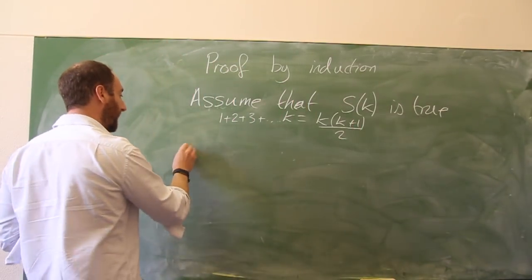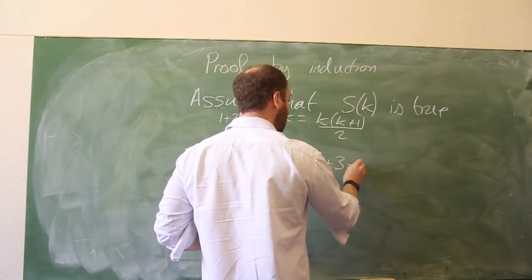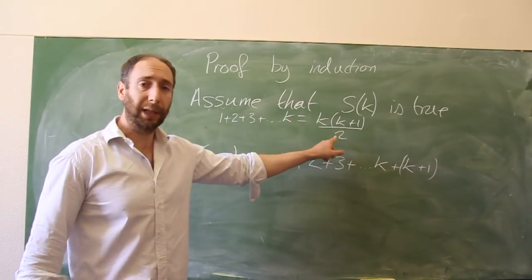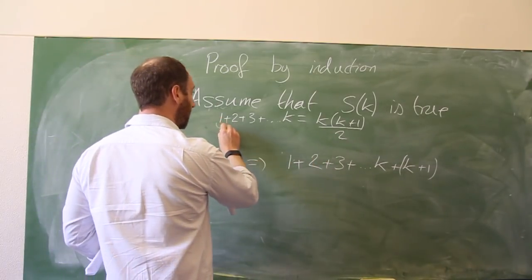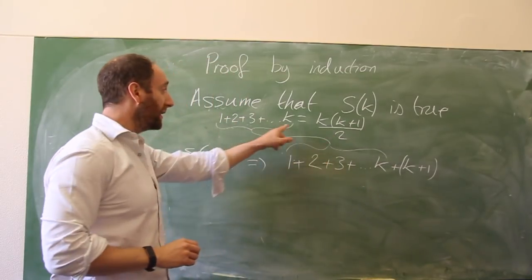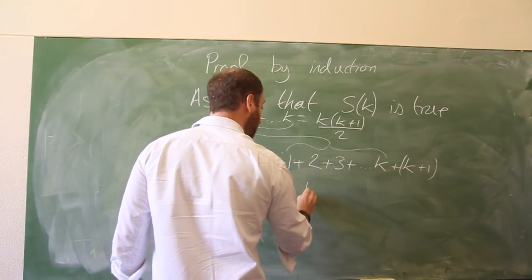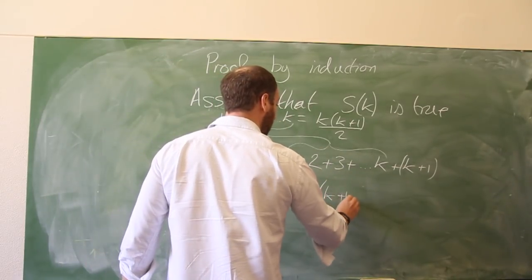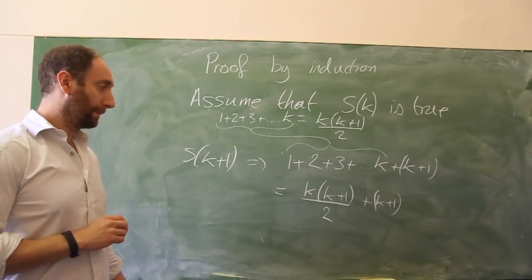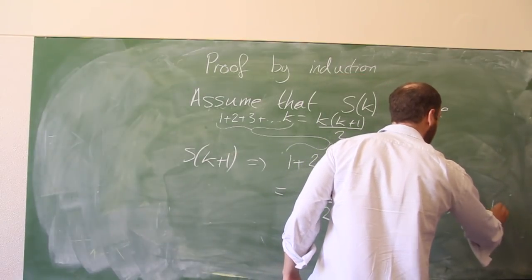Let's take the left-hand side of S(k+1). The left-hand side of S(k+1) is 1 plus 2 plus 3 plus dot dot dot k plus k plus 1. Now we're going to use this statement, because we've said let's assume that this is true. So let's take this part here, which is the same as this part here, and plug it in. Therefore, if this is true, then this is equal to that. So 1 plus 2 plus 3 up to k, we're assuming this is true, is k(k+1)/2, and then we've got the plus k plus 1.